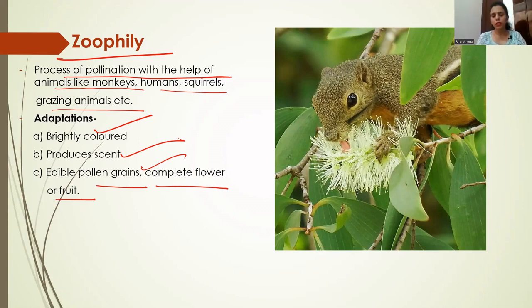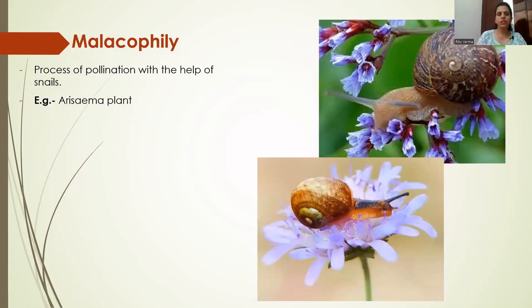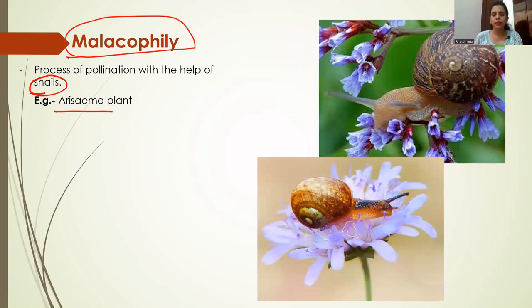Another very special type of pollinating agent is the snail. Okay. Now this process in which snails perform pollination is known as Malacophily. Okay. So Malacophily is actually the process of pollination with the help of snails. And one of the examples is the Erythema plant. Okay. So this one is the Erythema plant.